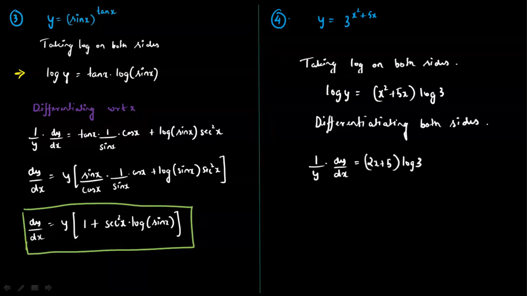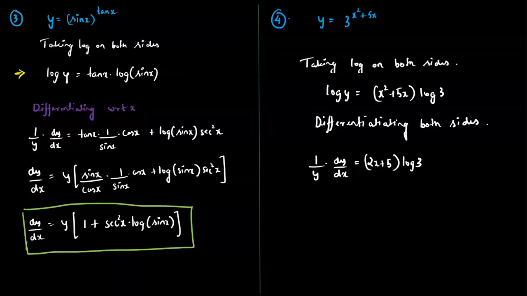Now, you will be differentiating on either sides. Differential of log y, again the same thing you will be getting for all the questions, 1 divided by y multiplied by dy by dx. And here we have the product rule. The product rule is going to be differential of the first term multiplied by log 3. So it is 2x plus 5 multiplied by log 3, and next you will be differentiating log 3.